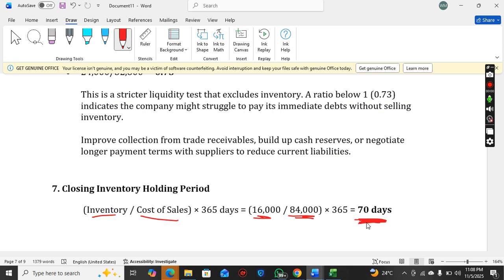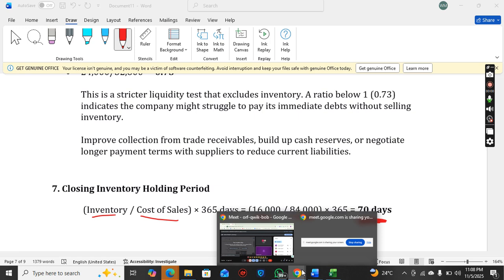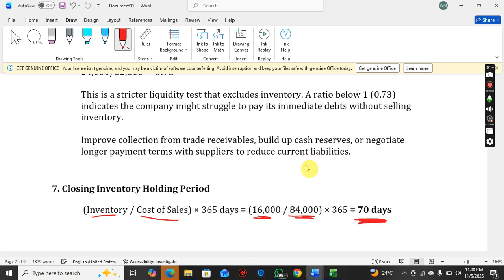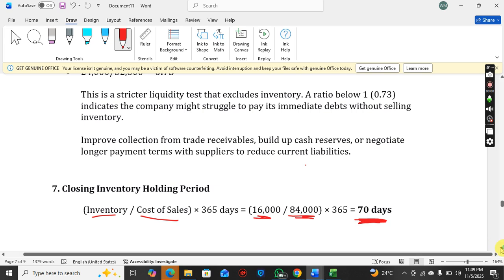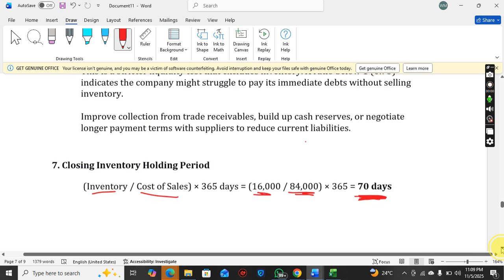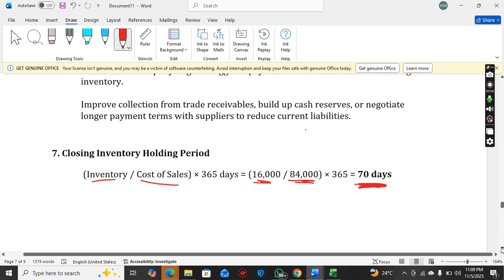Now, this is a theoretical ratio. It doesn't necessarily mean that every time it's 70 days. You're just trying to find a benchmark for the company and say, okay, it looks like it takes 70 days for these people to hold their inventory before it's all sold out. But in reality, you may find it's even more than 70 days, maybe even 100 days. Any questions before I go to the trade receivables collection period?